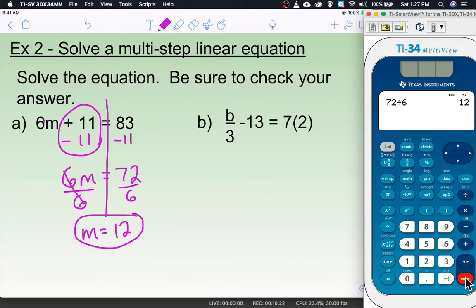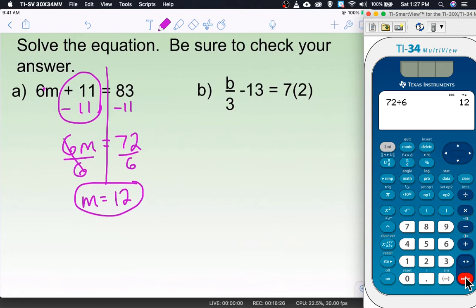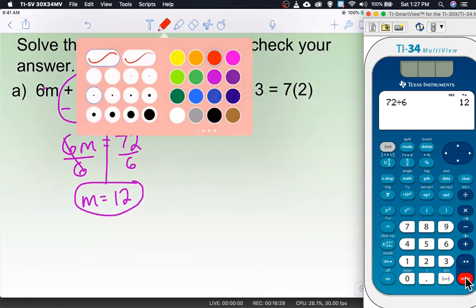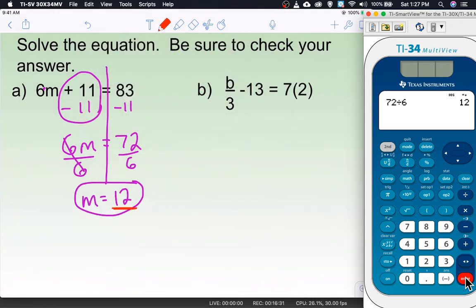The directions say be sure to check your answer. We can do that because we learned how to do that in the previous lesson. I'm going to take this 12 and I'm going to plug it in for the variable in the original problem. 6m plus 11 equals 83. If I plug in a 12 here, the math should work out. Well, let's see.